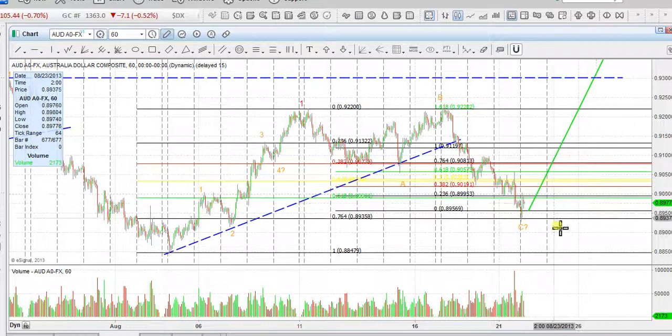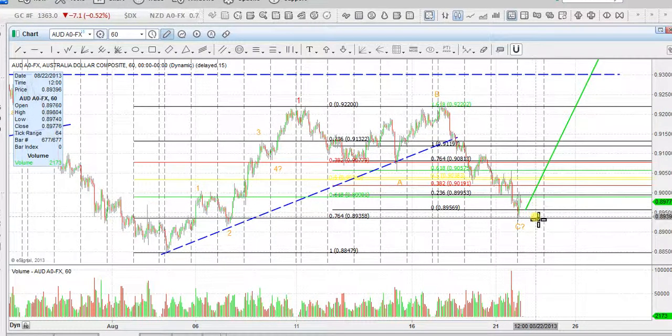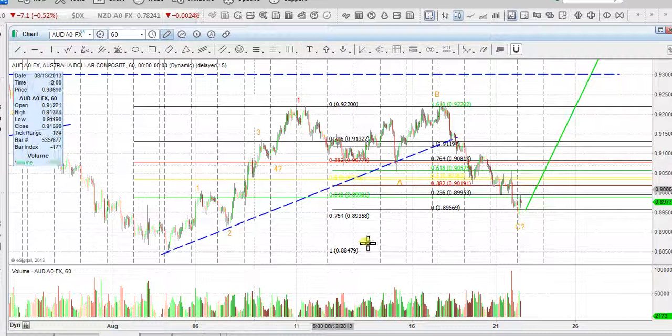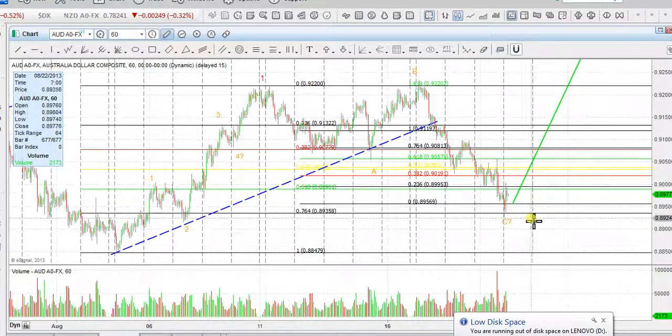A move below would signal that the downside move in this pair is still intact. So we're at a critical level right now with the Aussie dollar. We could see that reversal, or we could see prices continue to push lower. A break below would probably signal prices are still going to push lower, and the confirmation will come with a break below 88.4. But as for now, I'm anticipating that this pair will push higher.